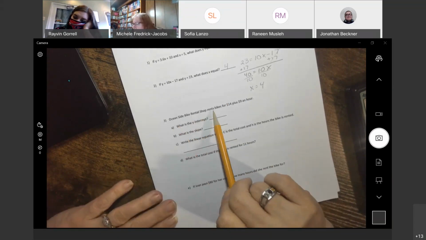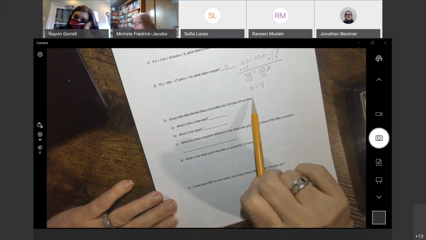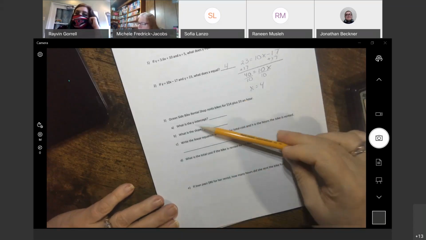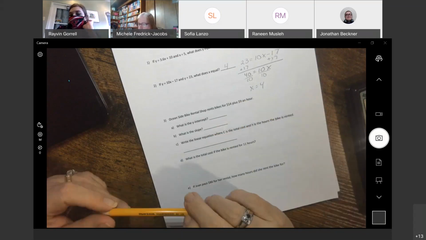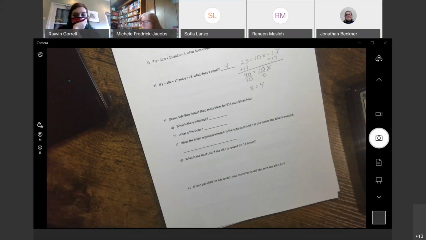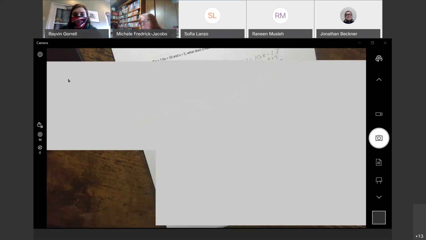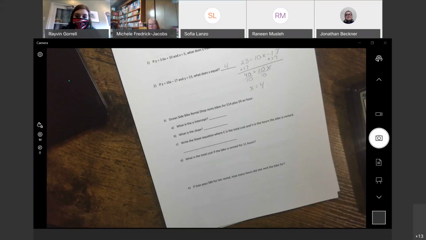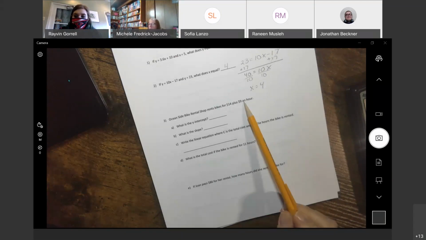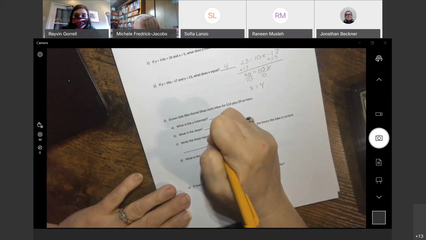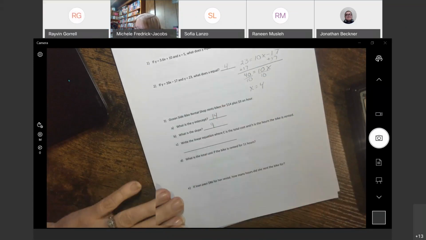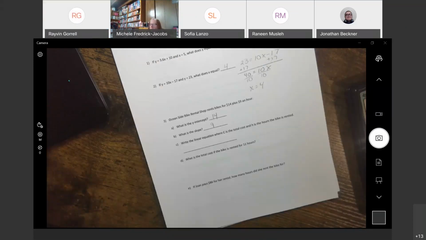Oceanside Bike Rental Shop rents bikes for $14 plus $9 an hour. We want to know what is the y-intercept and the slope. $9. For which one? Y-intercept or slope? The y-intercept. Does anyone else agree with that or disagree? Remember, the slope is the rate of change, and the y-intercept is the fixed amount. And since this is $9 an hour, this would be a rate. So this 9 would be the slope. And the y-intercept is 14.